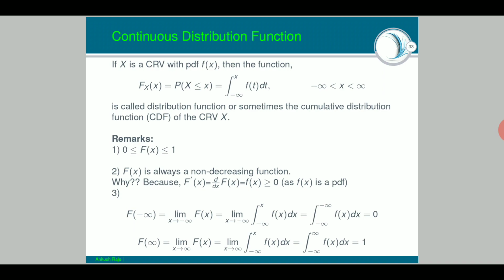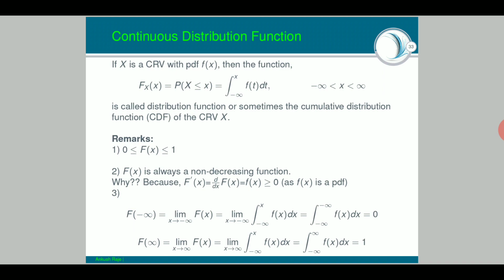Third, F at minus infinity, that means the cumulative distribution function at the lower end point of the interval, is always 0. How? F at minus infinity is the limit as x tends to minus infinity of F of x, which is the integral from minus infinity to x of f(x) dx, just defined above. When x tends to minus infinity, the upper limit of the integration also becomes minus infinity, so both end points are the same and the value will be 0. What about F at plus infinity?